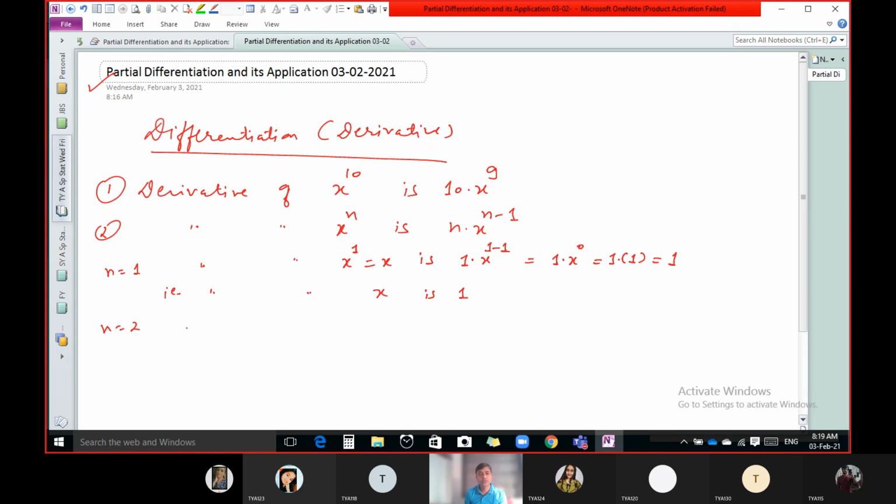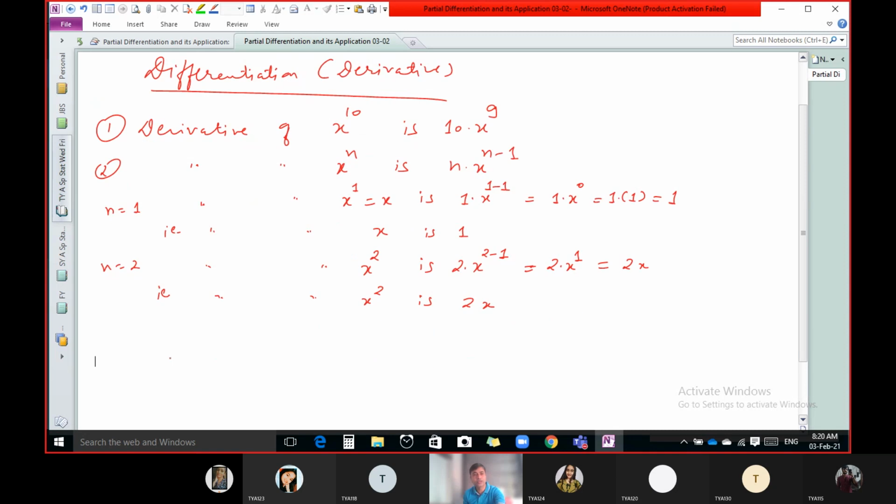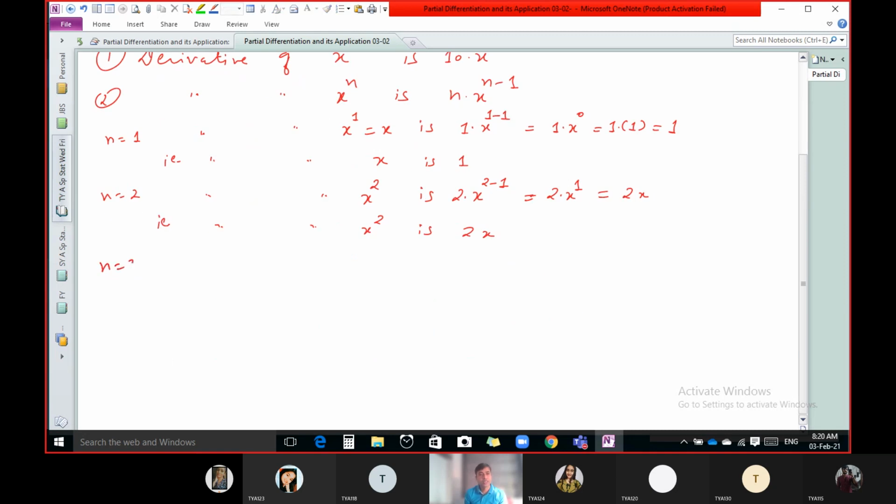Now put n equal to 2. So derivative of x raised to 2 is 2 into x raised to 2 minus 1. So it is 2 into x raised to 1, and x raised to 1 is x. So the answer is 2x. That is, derivative of x square is 2x. Now put n equal to 3. That is derivative of x raised to 3. So the answer is 3 into x raised to 3 minus 1, which is 2. So 3x square is the answer.